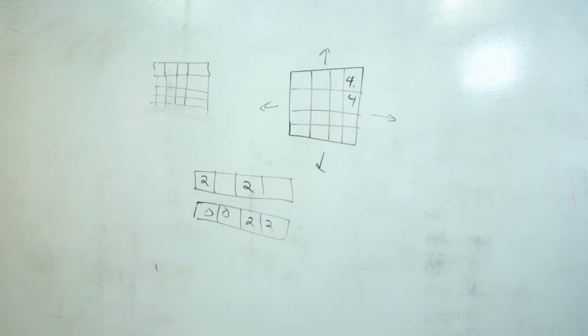So let's write a function called slide. I'm going to write a function called slide, and it takes a row, which is an array. I know I'm in the wrong camera.